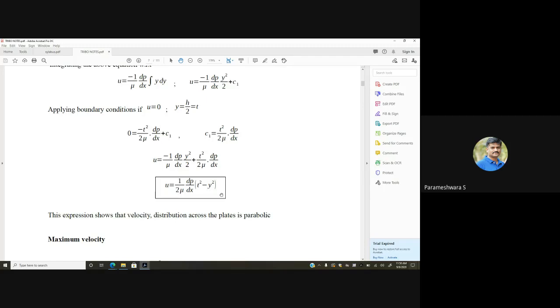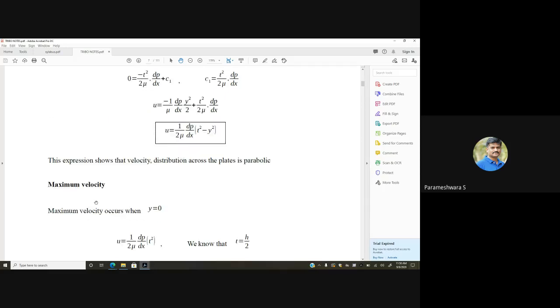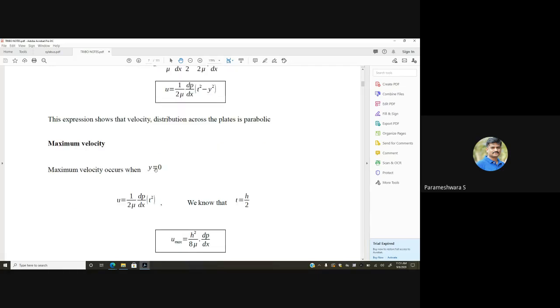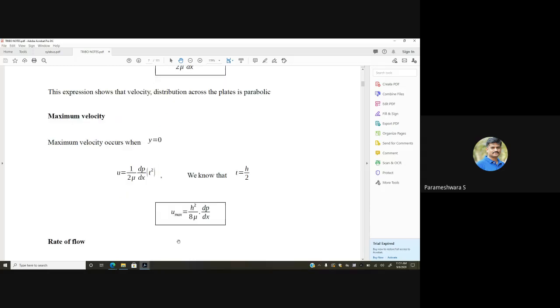It is observed that this velocity distribution is parabolic in nature. The t square minus y square term indicates that it is parabolic. You can also find the maximum velocity, which occurs when y is equal to 0. Substituting y is equal to 0 into this equation, I'll get the expression for the maximum velocity, u max. It is simplified as u max is equal to h square by 8 mu into dp by dx.